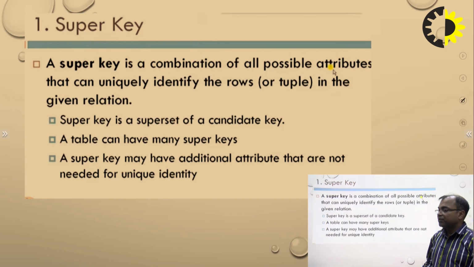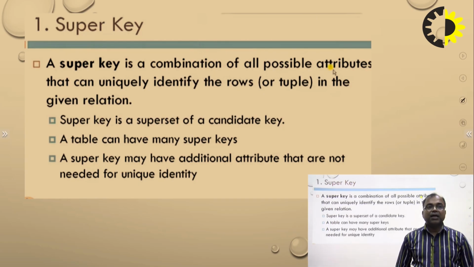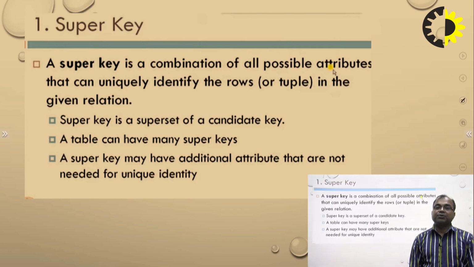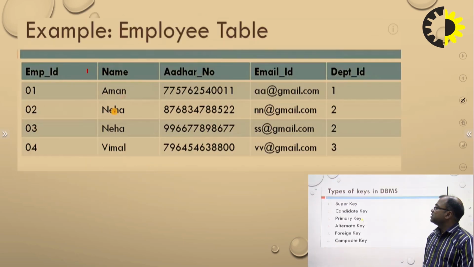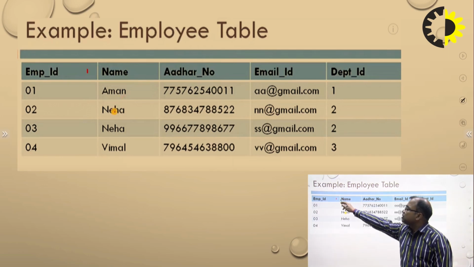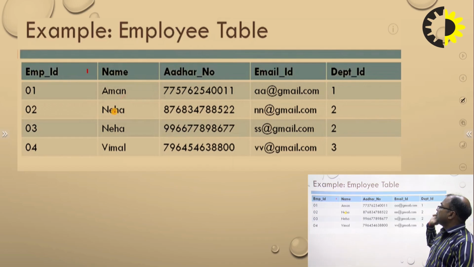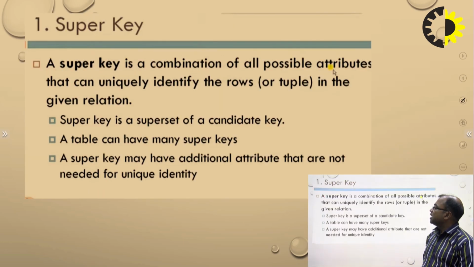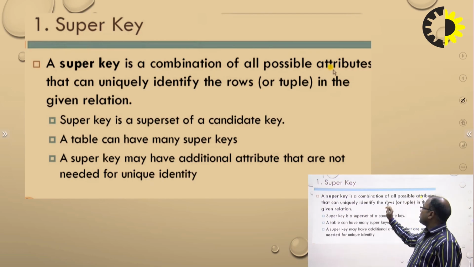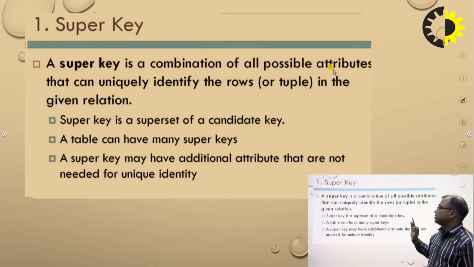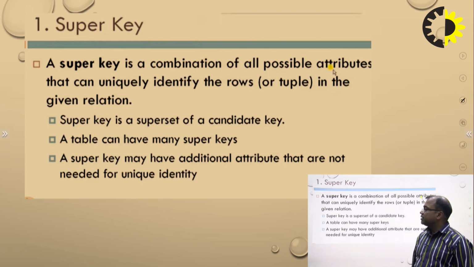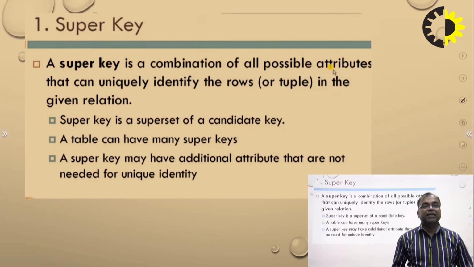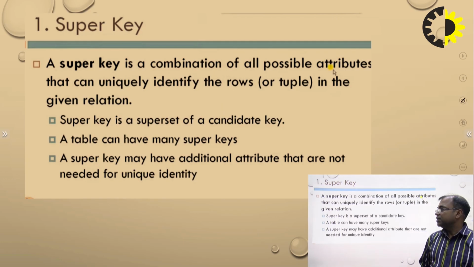If we define the super key, we can say a super key is basically a combination of all possible attributes. Means from all the attributes given in this table, the attributes are employee ID, name, Aadhaar number, email ID. Its definition is that a super key is a combination of all possible attributes that can uniquely identify a row. Row means the tuples, the given entries in the given relation. So in the given relation, the combination of all possible attributes that can uniquely identify a row or tuple is called a super key.